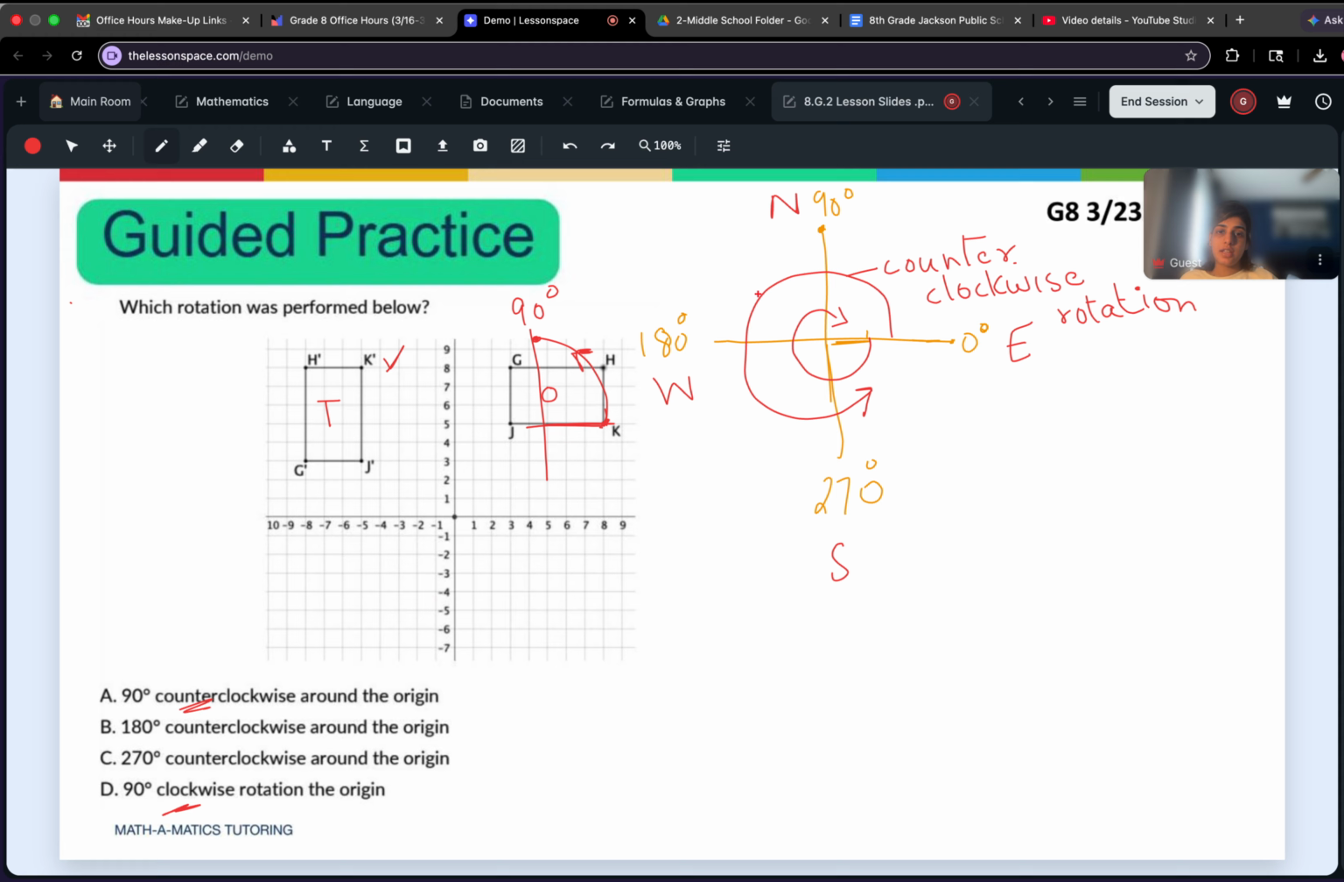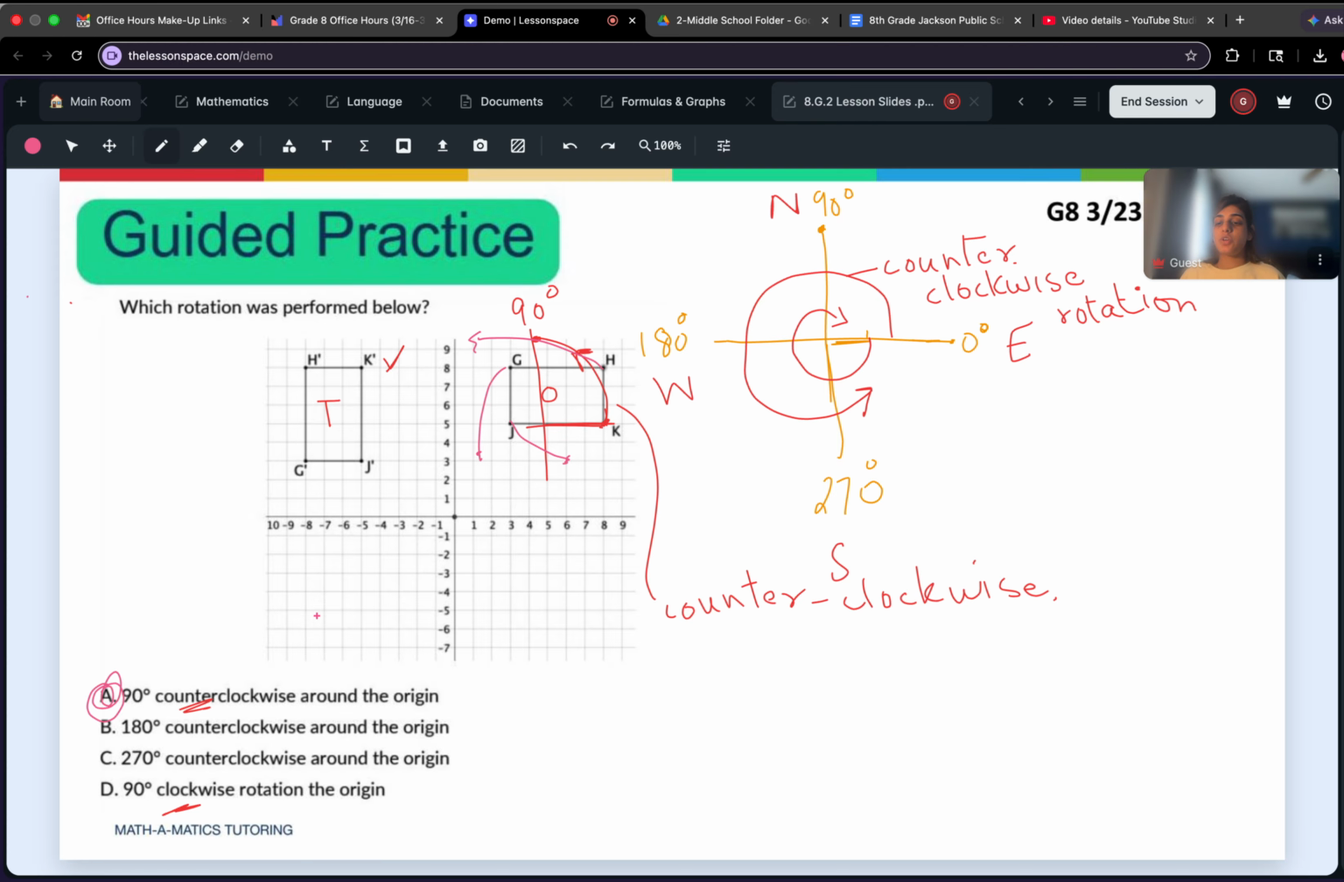And as you can see, this is not the way in which a clock moves. So it is not clockwise. In fact, this is considered to be counterclockwise. It is very important for us to check all the points, not just K. K has been changed by 90 degrees counterclockwise around the origin. And we can also confirm that H has been changed the same way, G the same way, J the same way. So A is the right answer, 90 degrees counterclockwise around the origin.